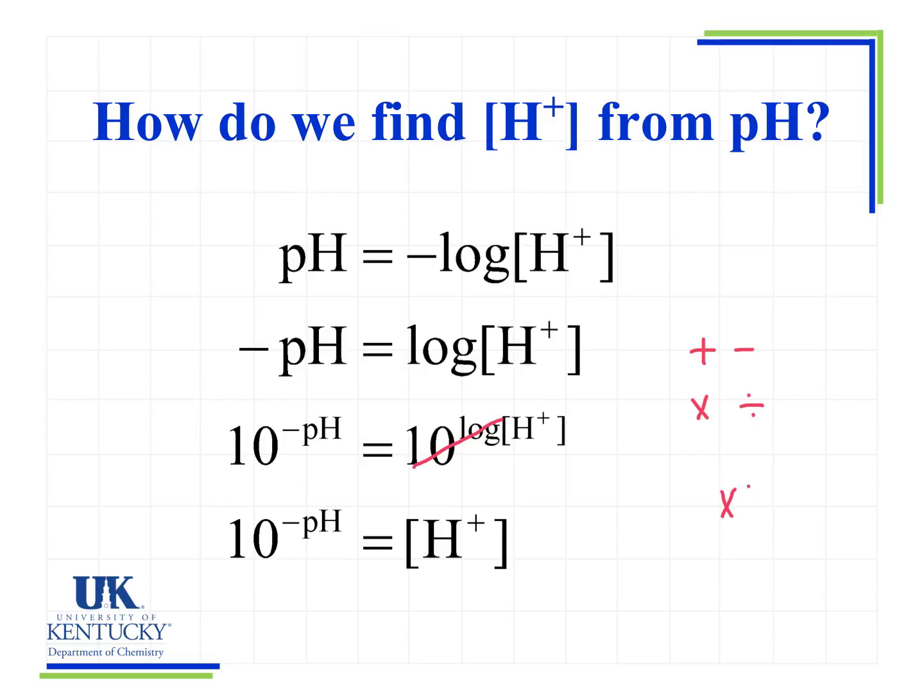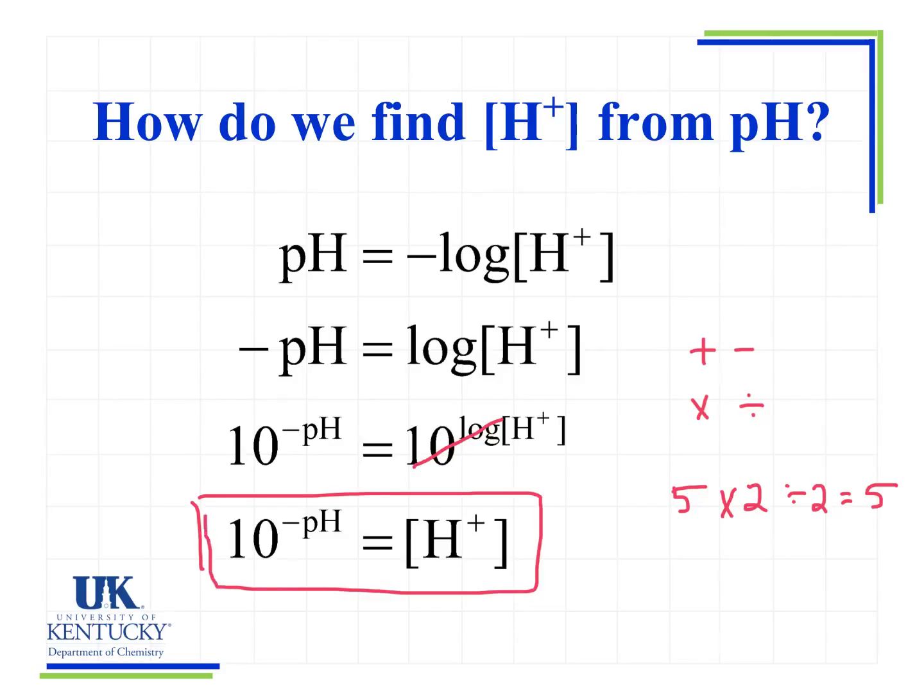Just like if I multiply by 2 and then divide it by 2, I get right back to the same value. So say I had 5 times 2, which gives me 10, divided by 2, and I get right back to 5. So 10 and log are opposite functions and they cancel each other out. And so this is what we're going to worry about at the end. I just wanted to show you how we got there.